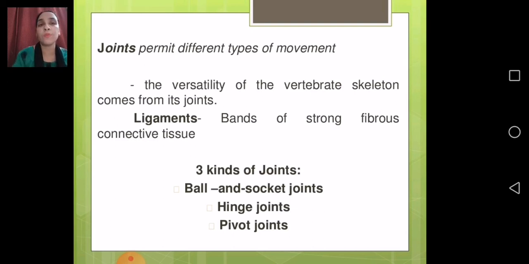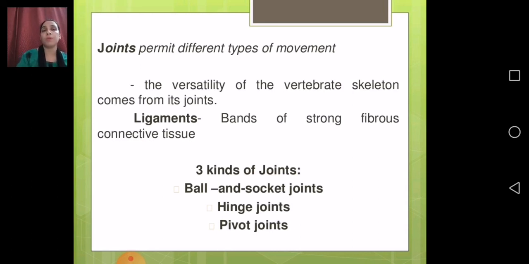Now there are certain types of joints, not only ball and socket, hinge and pivot joint. We have done the hip joint also, and the shoulder joint also. So joints allow different types of movement. Joints are responsible for moving from one place to another, and the versatility of the vertebrate skeleton comes from its joints only.